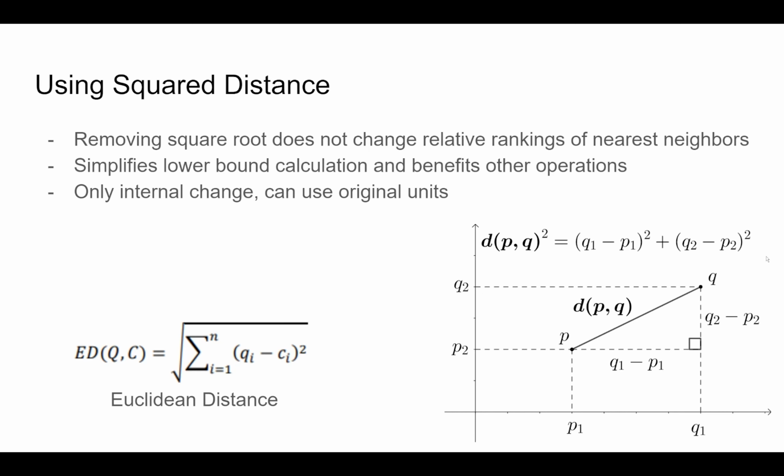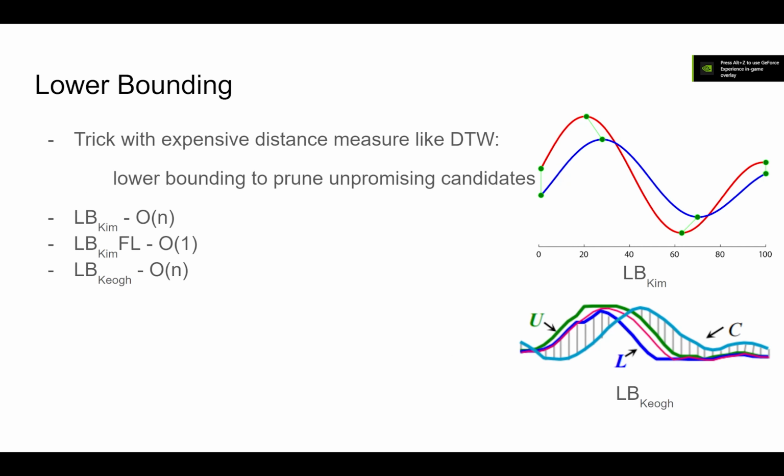A trick when working with an expensive distance measure like dynamic time warping is to utilize lower bounding to prune unpromising candidates. Lower bounding is essentially a best guess regarding the lowest possible distance measure produced by DTW. There are multiple different lower bound techniques, and the two analyzed by the paper are from Kim and Keogh.